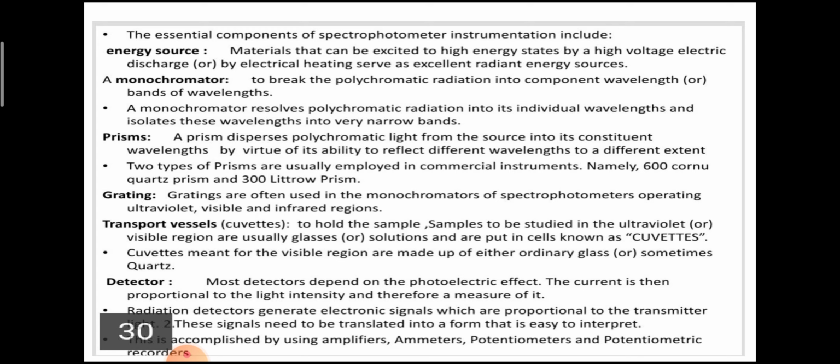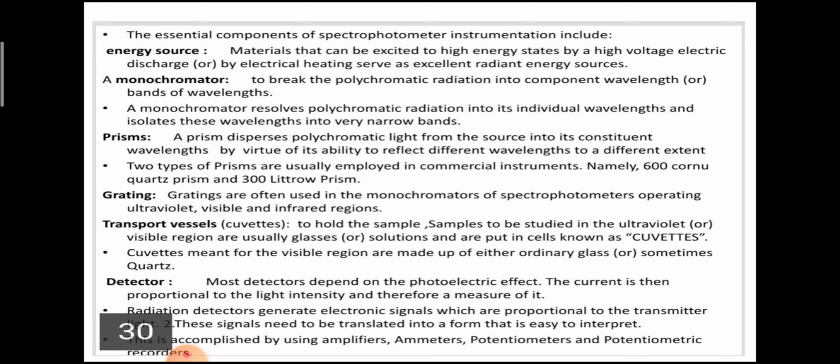Monochromator, to break the polychromatic radiation into component wavelength or bands of wavelengths. A monochromator resolves polychromatic radiation into its individual wavelengths and isolates these wavelengths into very narrow bands. Here, monochromators: prisms and gratings, two types of materials used as monochromators.